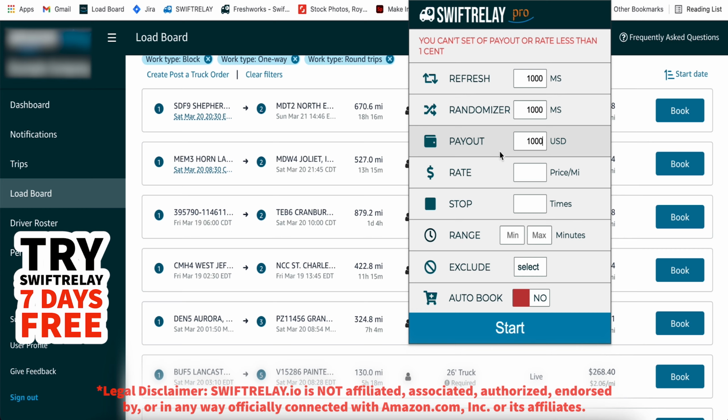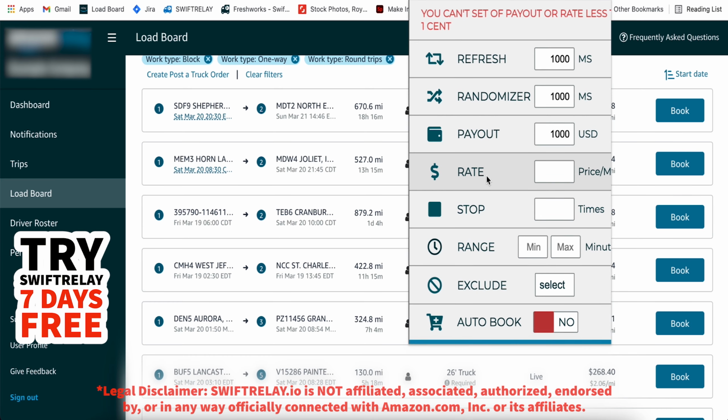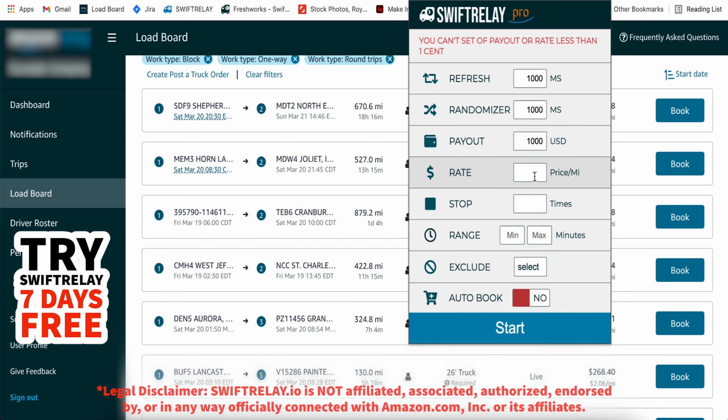Now, if I hit start, it will start working because the pay rate is not important for SwiftRelay to start working. But my suggestion is to use a per mile pay rate as well. Why? Because you don't want to book a load that is, let's say, $5,000, yet it pays 30 cents a mile. You don't want that. So what is your minimum rate that you're willing to run? Let's say 1.5, so $1.50, for example, for this presentation.